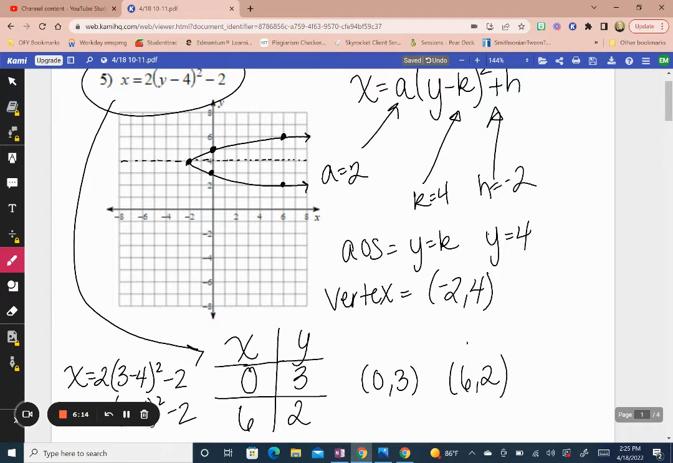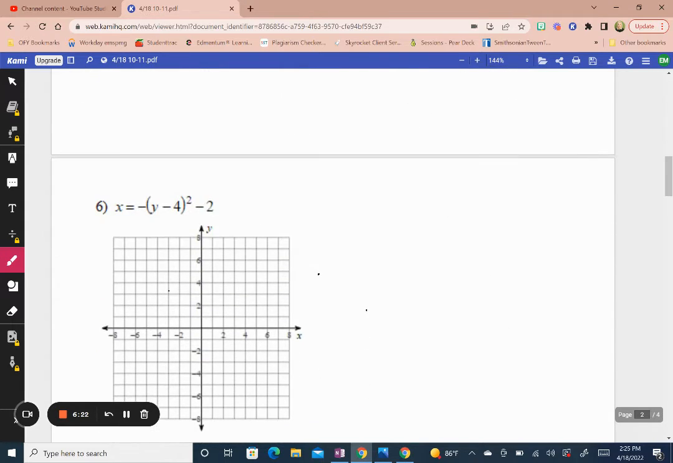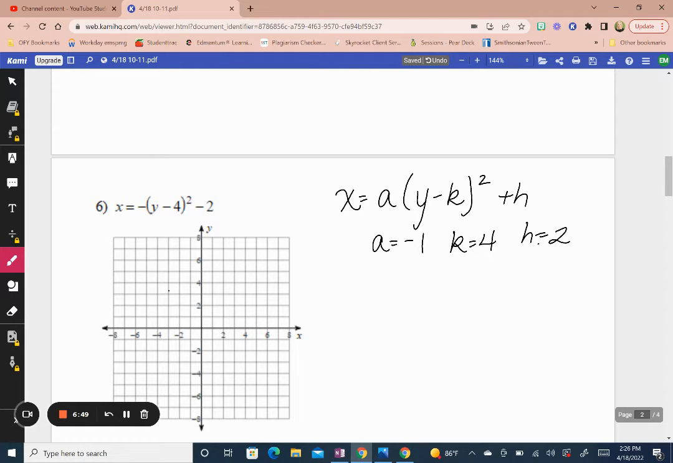And then because it is a positive A, it means it's opening to the right, okay? All right. Let's take a look. So right here, same thing. x is equal to a(y minus k) squared plus h. A is equal to negative 1. K is equal to 4. Oh, sorry, this is plus h. But my h is equal to negative 2. I put the negative 2 in the wrong spot.